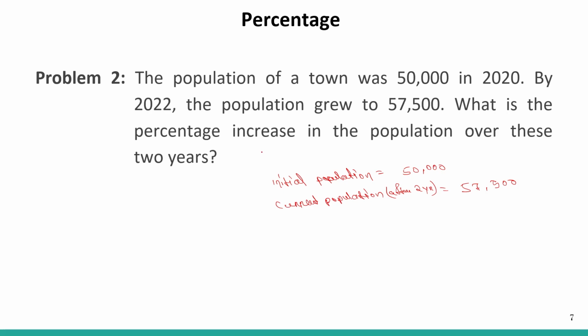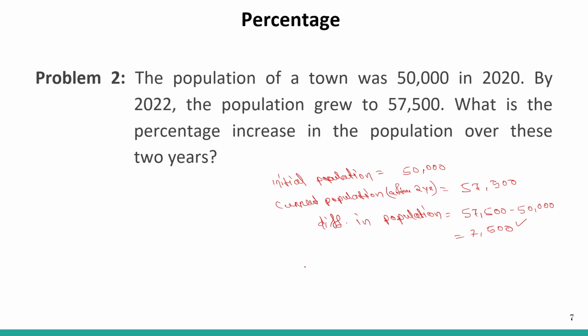What is the percentage increase in the population over these 2 years? In order to calculate percentage increase, we go to step 1, that is calculate the difference. The difference in population is equal to 57,500 minus 50,000, which is nothing but 7,500.